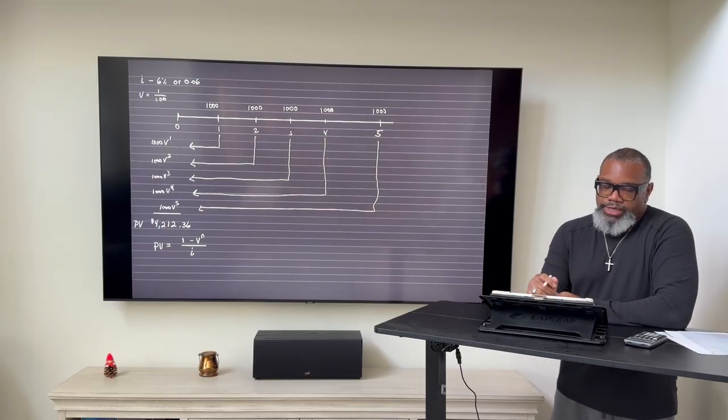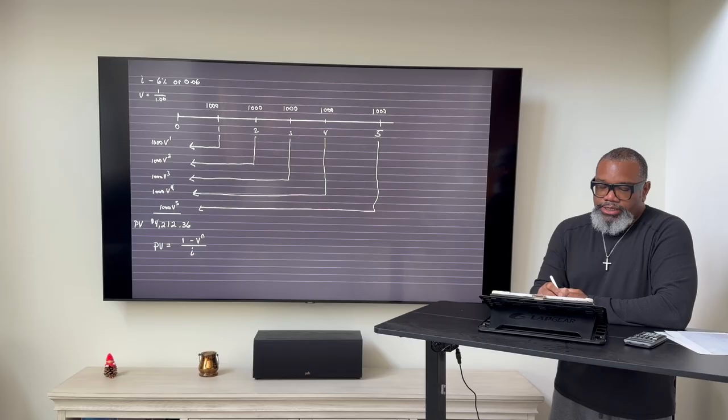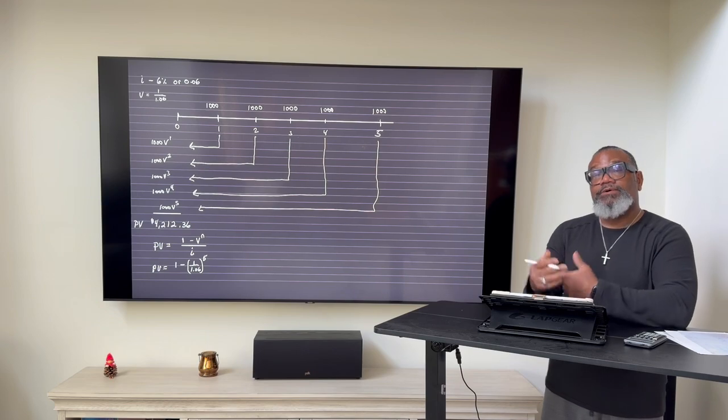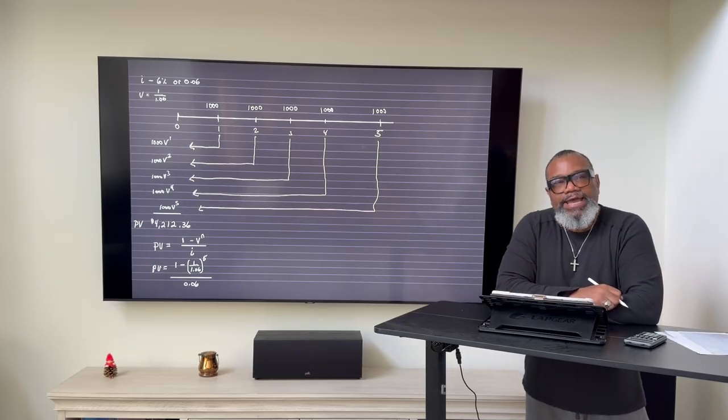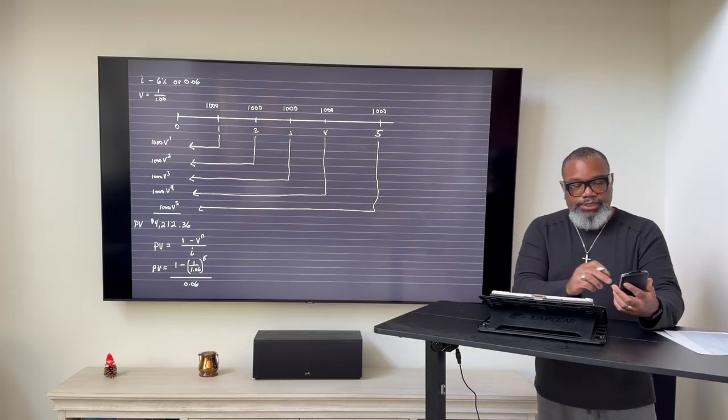So if we just plug in what we know here into this formula, we would have the present value is equal to 1 minus 1 upon 1.06 raised to 5. N is 5 because we have 5 payments. And then we're going to divide all of that by 0.06 because that's the effective annual rate that we're using to value the annuity here.